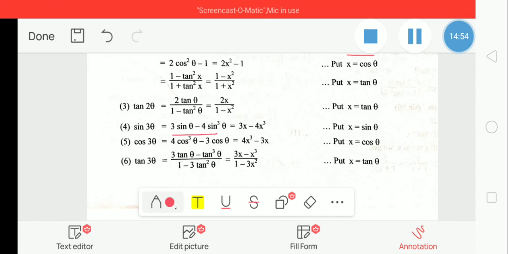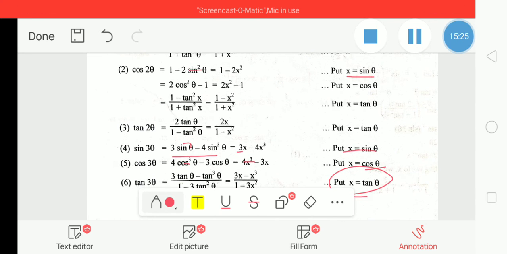So we know the formula, it is 3 sin of theta minus 4 sin cube of theta. So here we substitute sin of theta equal to x, so 3x minus 4x cube. Also cos of theta is equal to x, so 4x cube minus 3x, and here 3x minus x cube divided by 1 minus 3x square. So we substitute tan of theta equal to x. In this way we substitute and use tan of 2 theta, tan of 3 theta, sin of 3 theta, cos of 3 theta and solve examples.